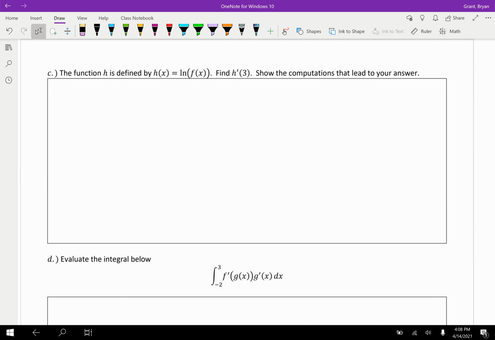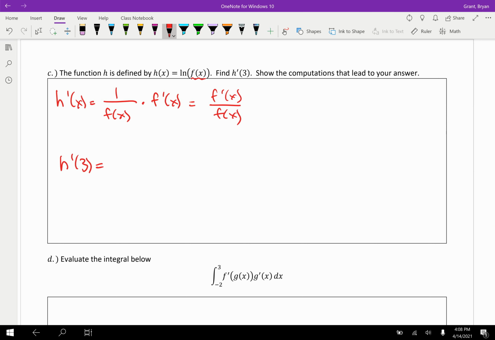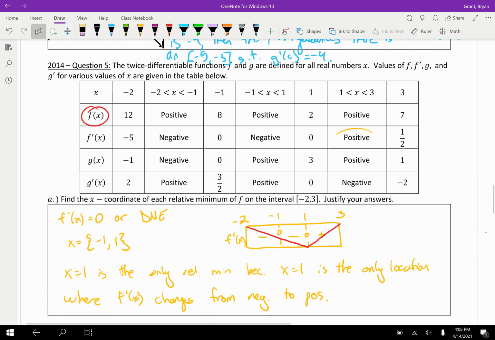Function h is defined as that. Find h prime of 3. Cool. We've done a bunch of these before. We should be pretty comfortable. H prime of x equals natural log on the outside, so it's always 1 over what was inside. But then I haven't done the derivative of what's inside, so we multiply by that, which is f prime of x. Maybe writing that a little bit more succinctly, we end up here. So h prime of 3, not bad at all. F prime of 3 divided by f of 3. F of 3 is 7. F prime is 1/2.